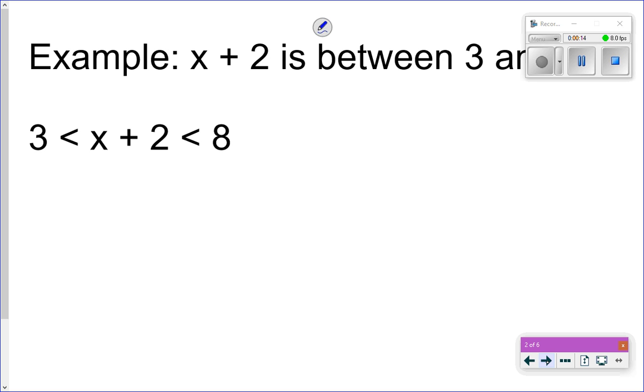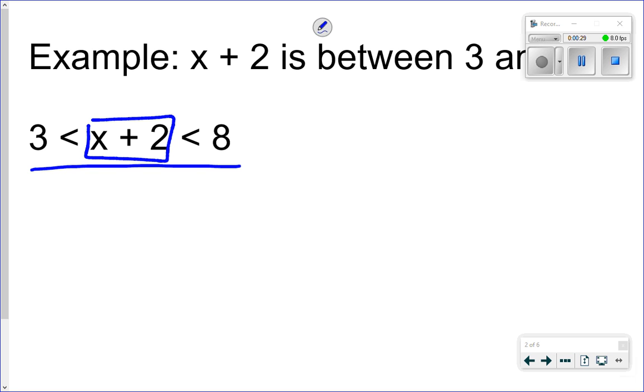So for example, at the beginning of your homework, you're going to have to write inequalities from words to the mathematical expression. So x plus 2 is between 3 and 8, and this is what that would look like. x plus 2 is my expression, and it is between the numbers 3 and 8. And then those directions might tell you to solve it, or they might not. They might just want you to rewrite it.